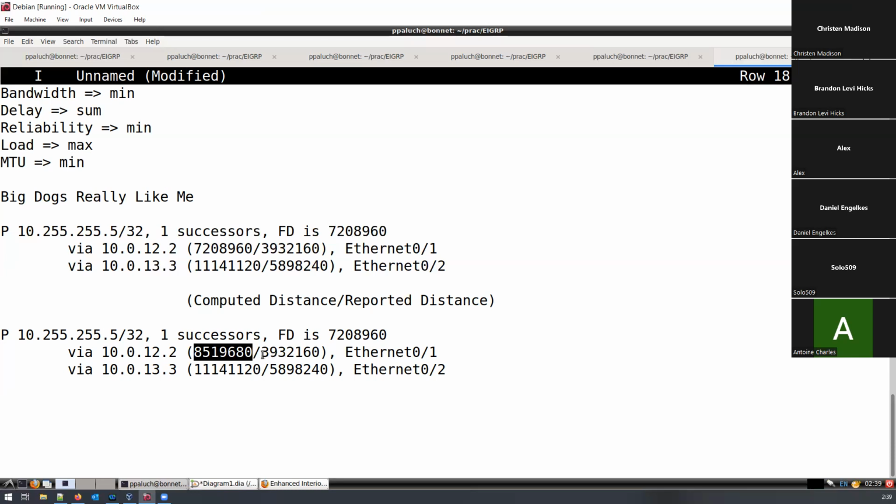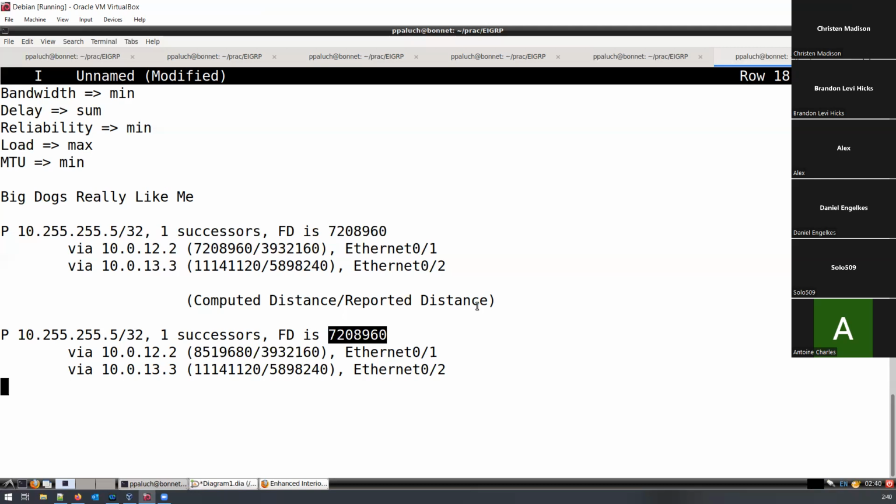Of course, the reported distance from R2 hasn't changed. I didn't touch that guy. So it didn't update me. Why should it? Just the cost of the link between myself and R2 has changed. R3 obviously wasn't impacted at all because I wasn't touching anything that was related to the path through R3. So this path became a little more costly in total terms, but the feasible distance stayed at the last value. It didn't get updated.